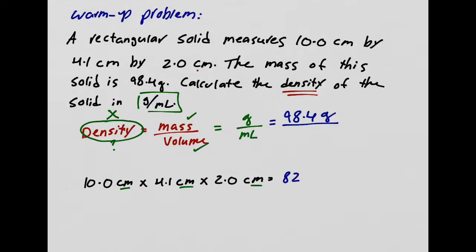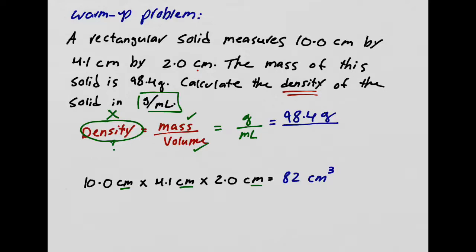So what I end up getting is 82 centimeter cubed. Why is it centimeter cubed? Because I have centimeter times centimeter times centimeter, so I end up having centimeter cubed. Okay, so this is great. I figured out the volume, and I like that. Now also remember, how many sig figs are in these? I have 3 sig figs, 2 sig figs, 2 sig figs. For multiplication, I have to go with the smallest number of sig figs. But we're not going to worry about sig figs until the very end.